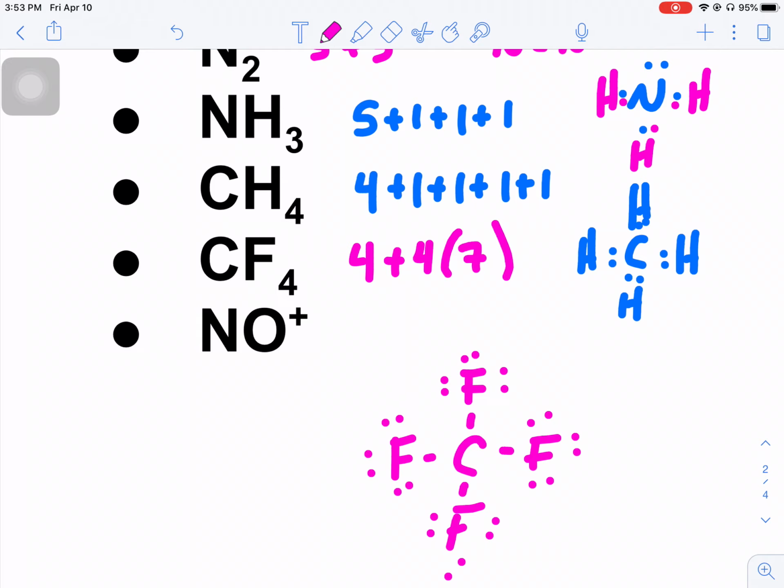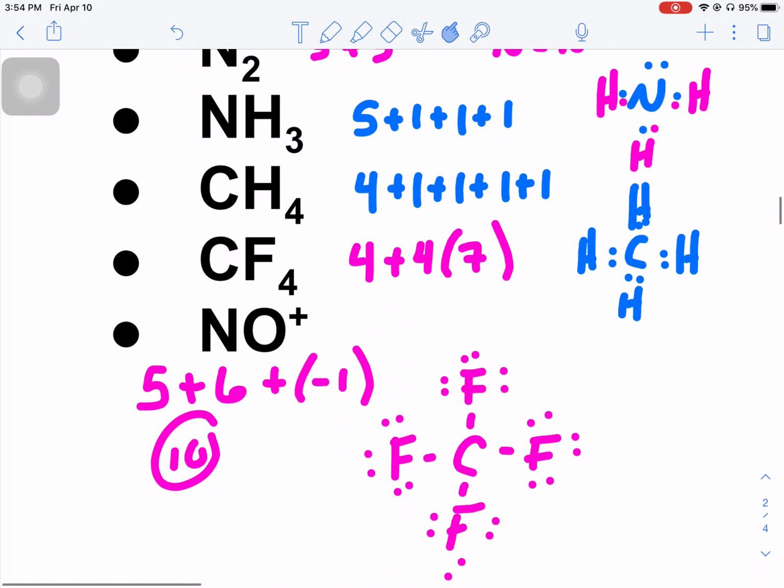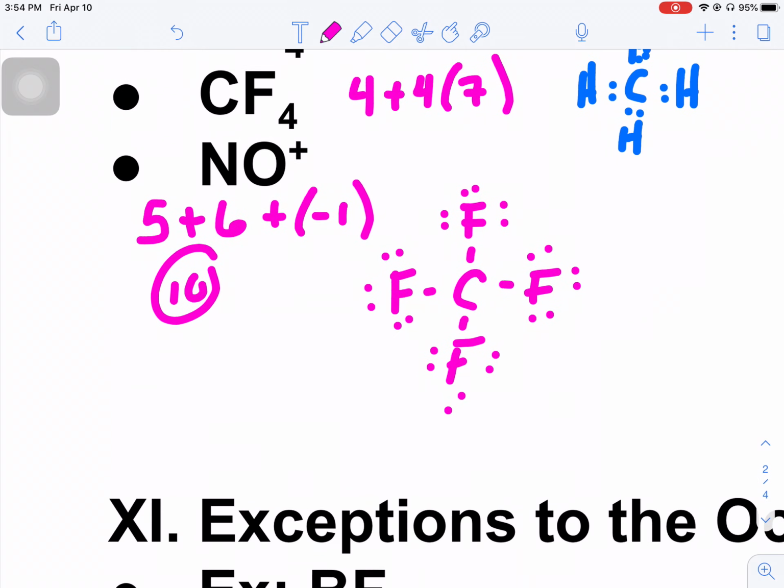Now, nitrogen oxide with a +1 charge. A +1 means that it's lost an electron. So nitrogen gets 5, oxygen gets 6, but then we're going to subtract out 1 electron. So all in all, nitrogen monoxide should have 10 electrons. I don't remember doing this one off the top of my head, but if I had to guess, it's probably going to be a triple bond between oxygen and nitrogen. So 10 total dots. Each element has its octet. So I'm pretty confident that that's going to be right for nitrogen oxide.